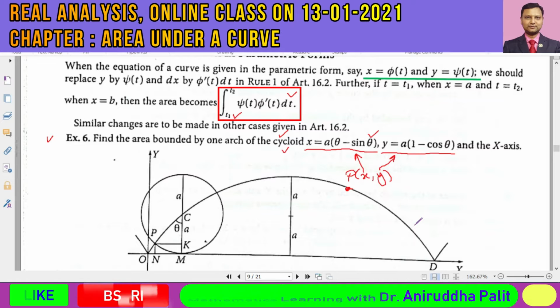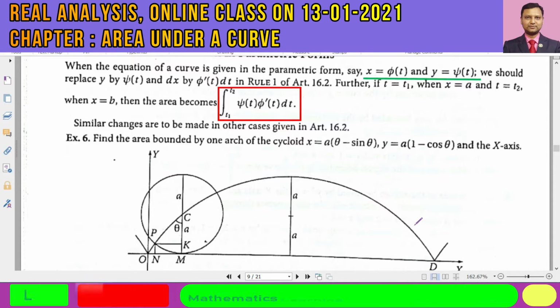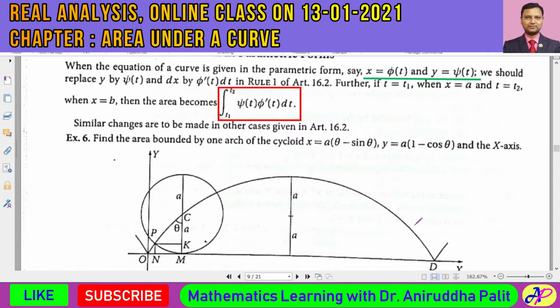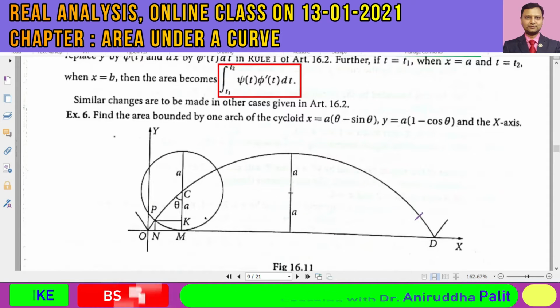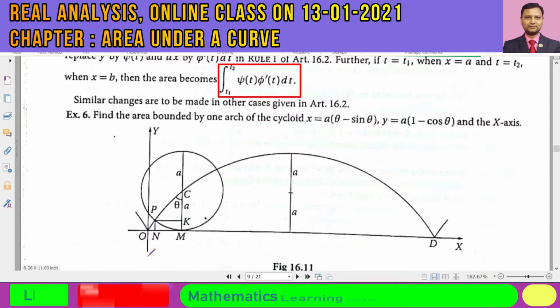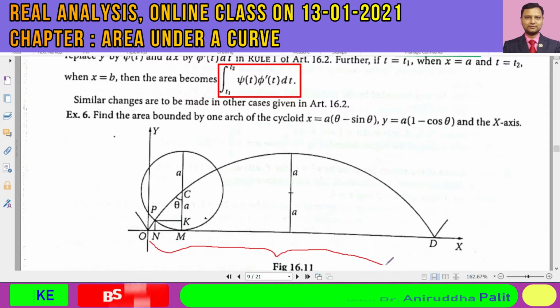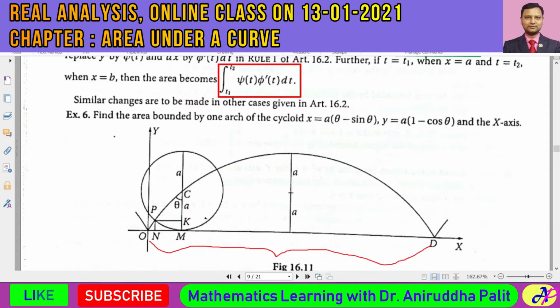Okay, then the question is how to find out the values of theta 1 and theta 2. Let me answer this question over here. You see, actually the total one rotation will generate one segment starting from this point O to this point D.